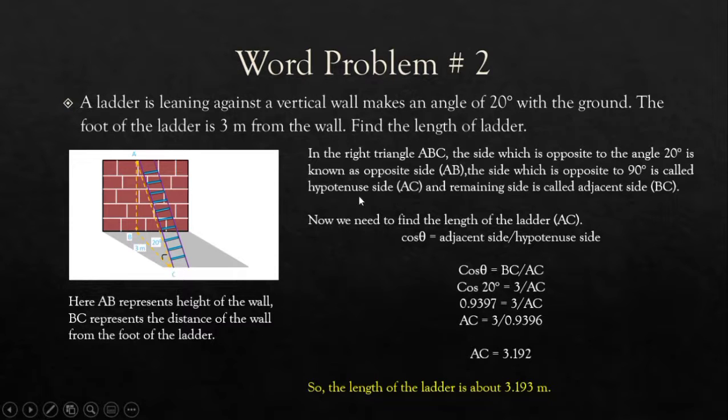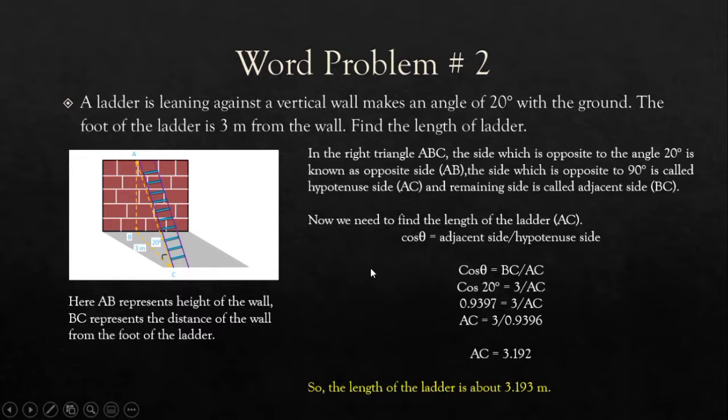In the right triangle ABC, the side which is opposite to the angle 20 degrees is known as the opposite side, which is AB. The side which is opposite to the 90 degrees is called the hypotenuse side, which is AC. And the remaining side is called the adjacent side. So we must always remember that this side right here is the hypotenuse side, this one is the opposite side and this one is the adjacent side. Now we need to find the length of the ladder AC. So the unknown for this problem is the hypotenuse, which is AC.